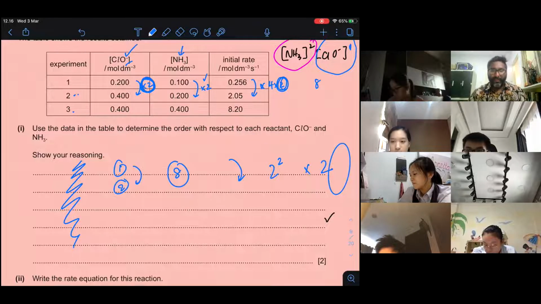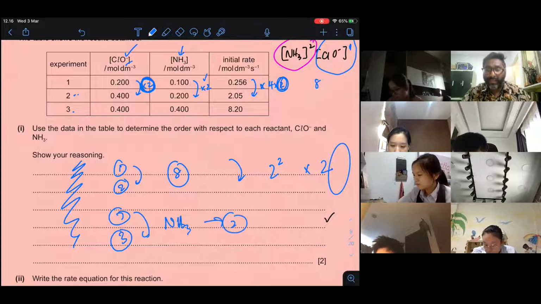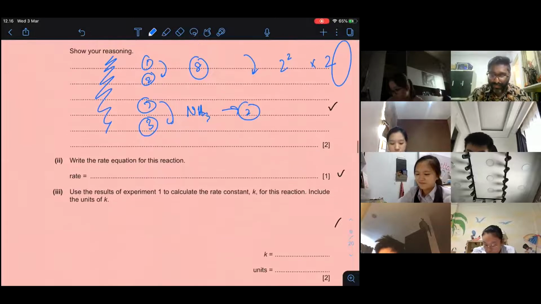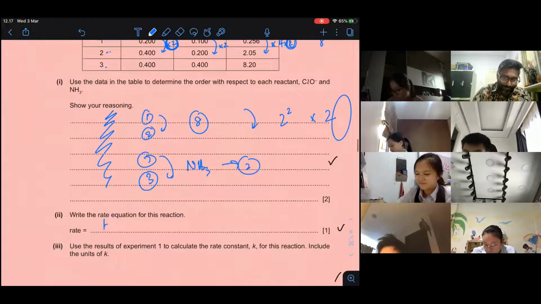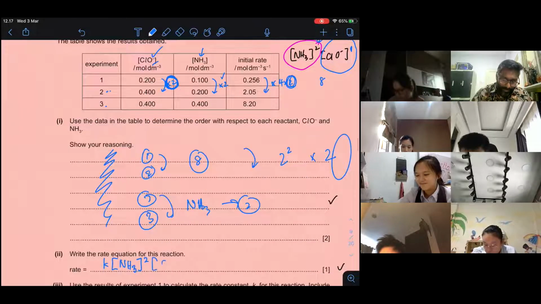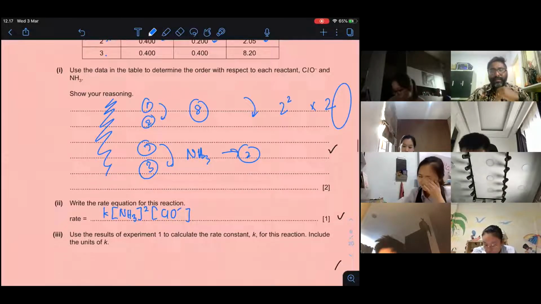And then you also explain about using experiments 2 and 3. I found out that ammonia is going to be second order because of what? You need to mention. If you don't mention, you're not going to get the mark. Write the rate equation. Just simply write now. There will be k and then NH3 to the power of 2, ClO minus to the power of 1. The 1 no need to mention, just put it there.